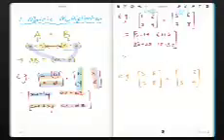So then I add these and I get 5 plus 14 is 19, 6 plus 16 is 22, 15 plus 28 is 43, and 18 plus 32 is 50.